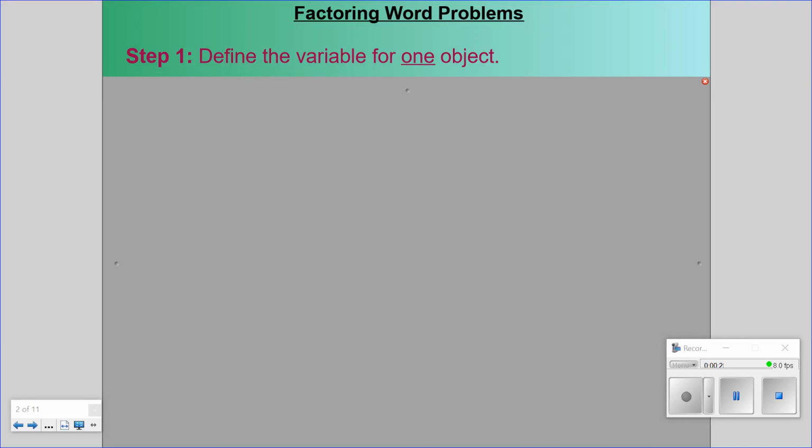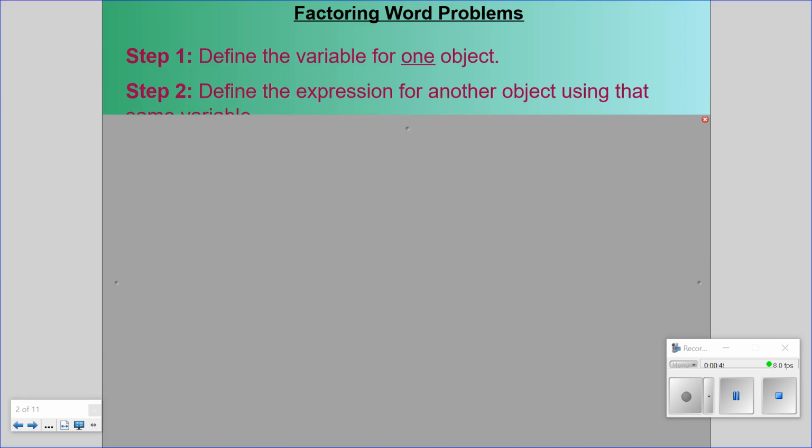The first, as always, is to start by defining the variable for one object. So for all of these problems we're going to look at today, we're going to write all of the missing expressions or missing objects in terms of the same variable. So these are not like system word problems where we might have an x and a y. We should only be using one variable all the way throughout our equation. We will define the expression for another object using that same variable.